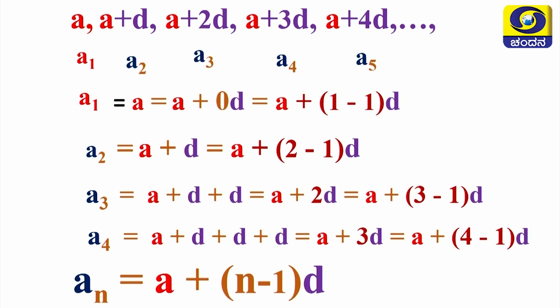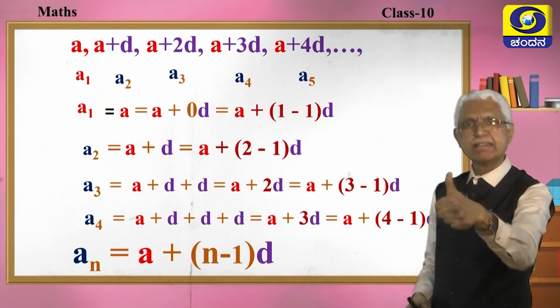How will you write 3? 3 is written as 4 minus 1, no, beauty. So, observe that pattern there. It is a plus 1 minus 1 into d, a plus 2 minus 1, a plus 3 minus 1, a plus 4 minus 1, a plus 5 minus 1, a plus 10 minus 1, a plus 100 minus 1. So, the nth term of an arithmetic progression is an.